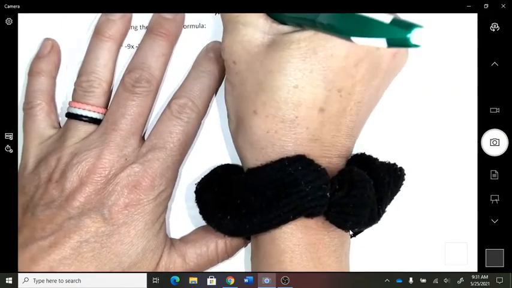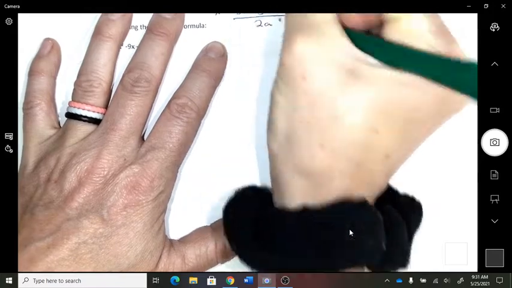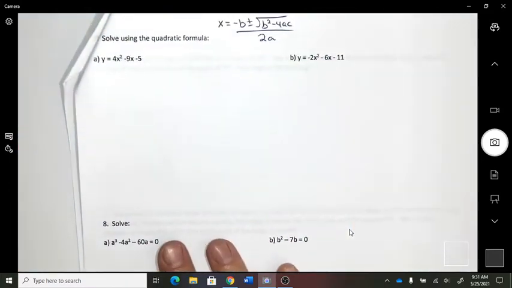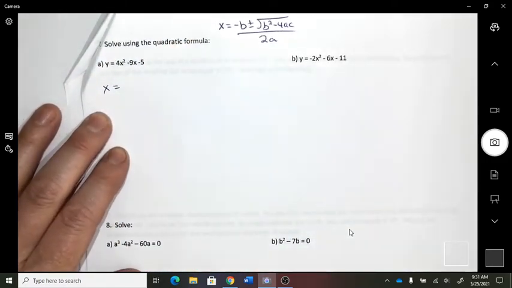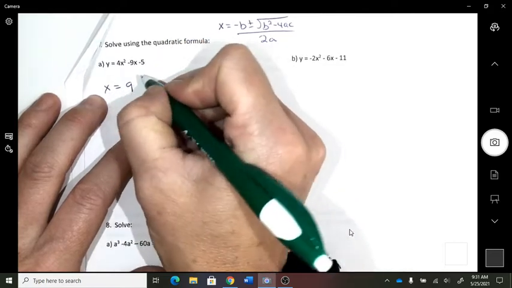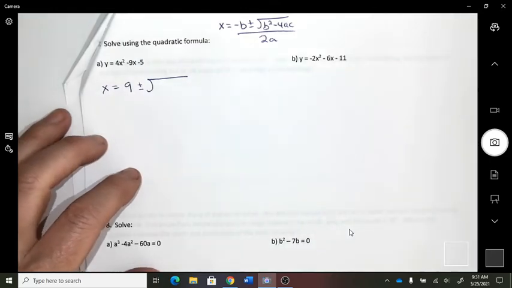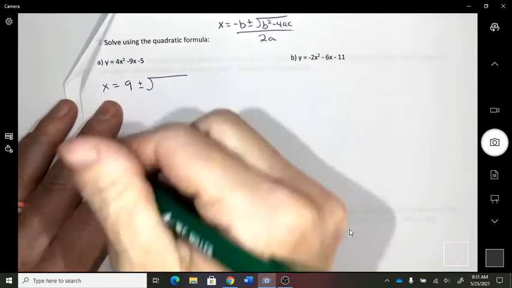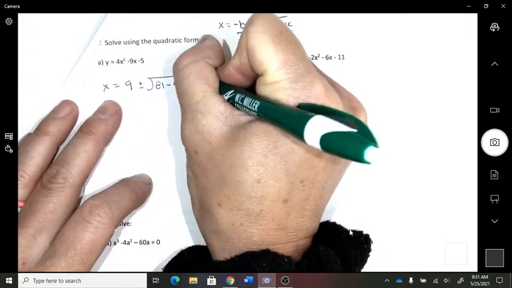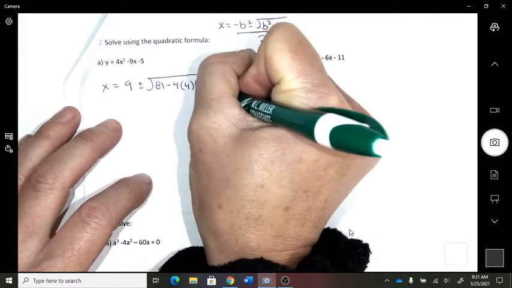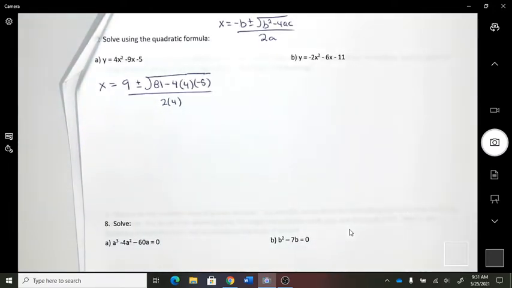So I'm just going to write it here at the top. You don't need to, but okay, so x equals the opposite of the b number, so positive 9, plus minus the square root of b squared, so I'm going to square it, 81, subtract 4 times the 4 times the negative 5, all over 2 times the 4.